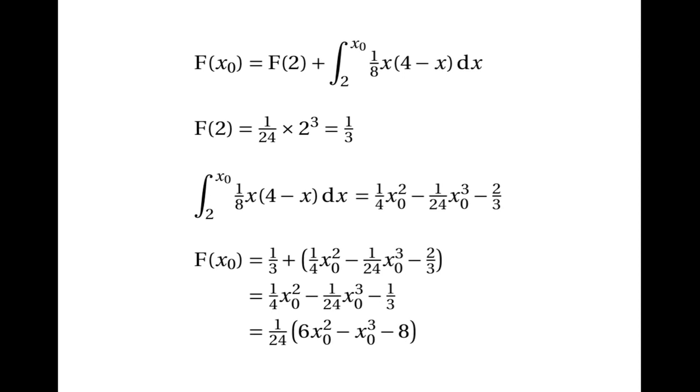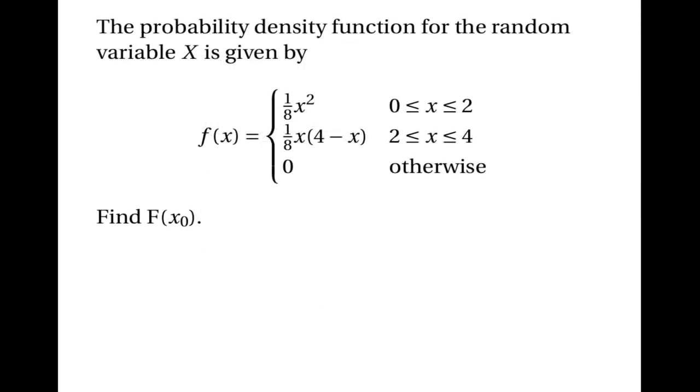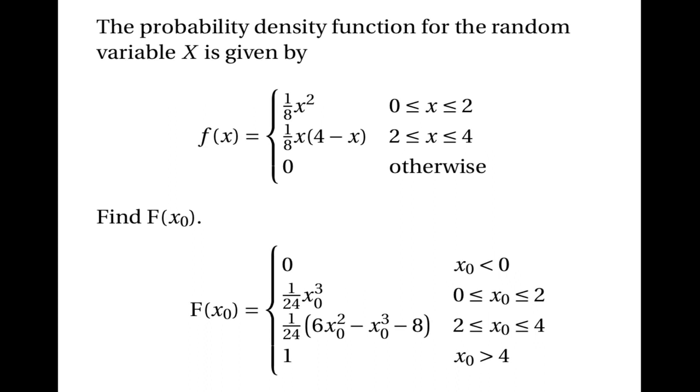Okay, now we can sum up and say finally that f of x0 is equal to 0 when x0 is less than 0, 1 over 24 times x0 cubed when x0 is between 0 and 2, 1 over 24 times 6x0 squared minus x0 cubed minus 8 when x0 is between 2 and 4, and 1 when x0 is greater than 4. Okay, that was quite a lot of work, wasn't it? And it's fair to warn you that questions of this type do tend to involve quite a lot of fiddly calculation.